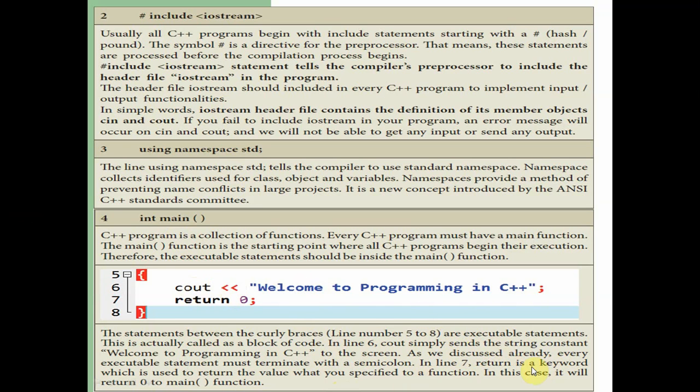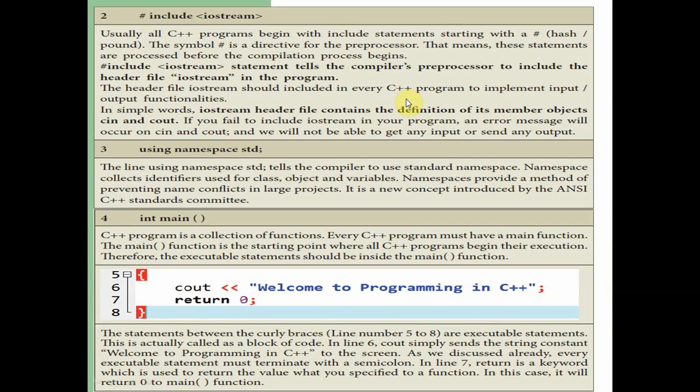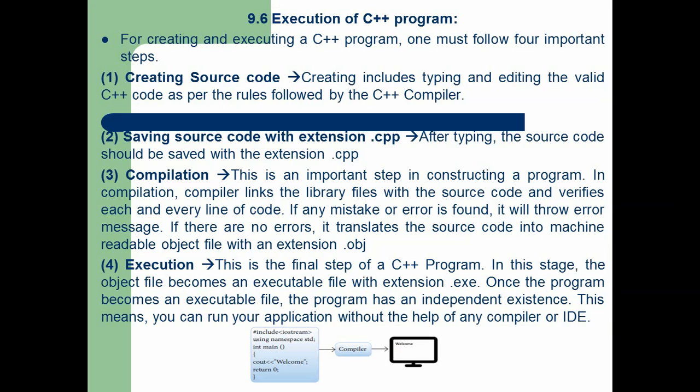In line number 7, return is a keyword which is used. Here you can see return 0, to return the value you specify from a function. In this case it will return 0 to the main function. We will see this return statement in more depth when discussing functions. Now we know the different parts of a simple program and how we write a C++ program. Now we are going to see how to start writing a C++ program in C++ software.